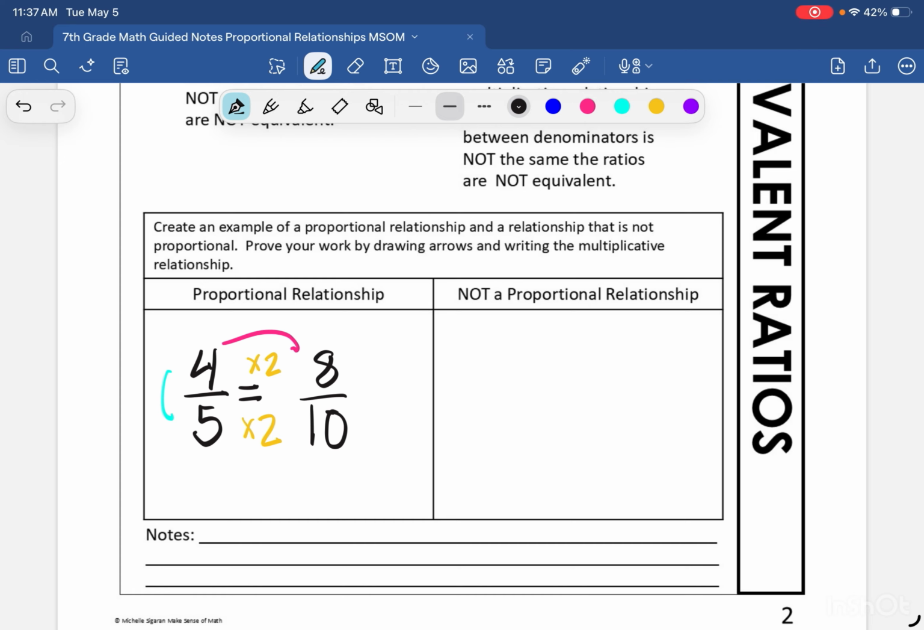Let's give an example of a relationship that's not proportional. Let's start with the same 4/5. To make it not proportional, I have to have a different relationship either vertically or horizontally. So I can multiply the top by 2, and if I do that, let's multiply the denominator by 5. So then I have the ratio of 8/25. And 4/5 does not equal 8/25. Therefore, that is an example of a not proportional relationship.